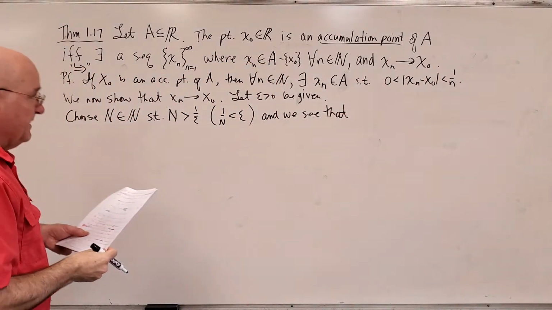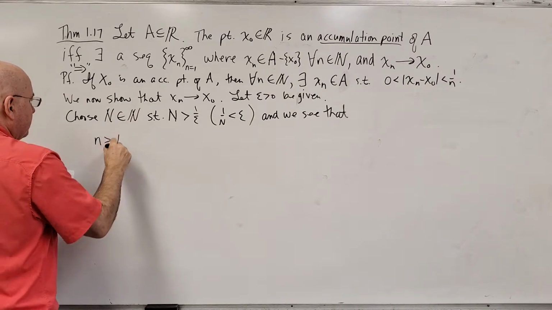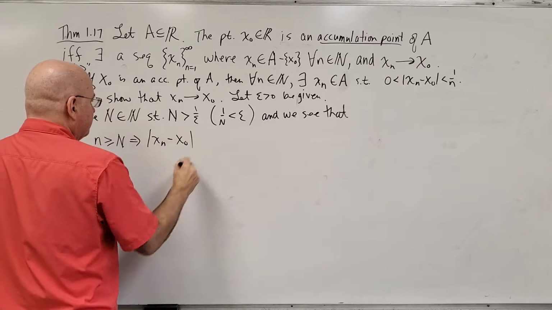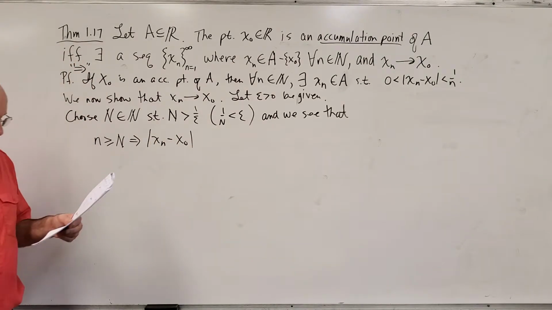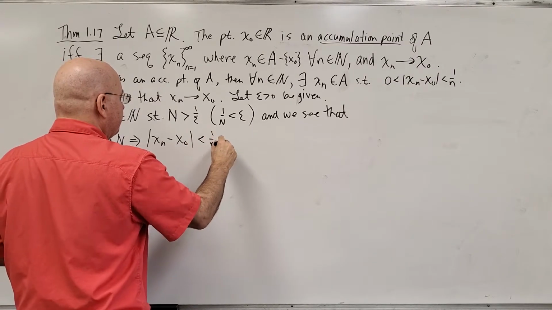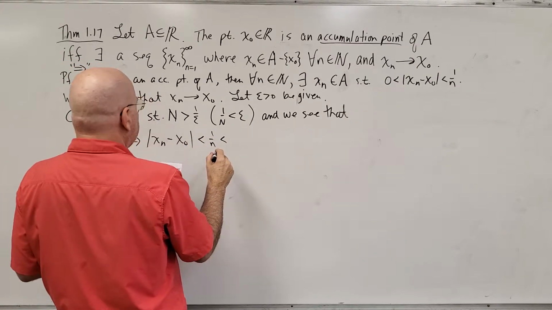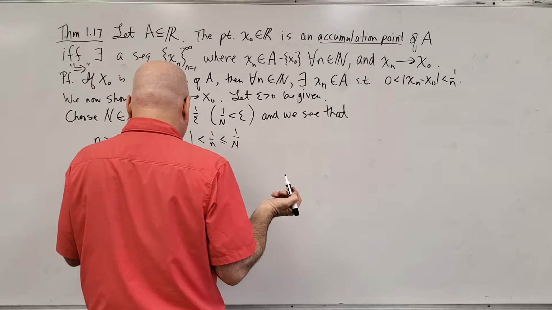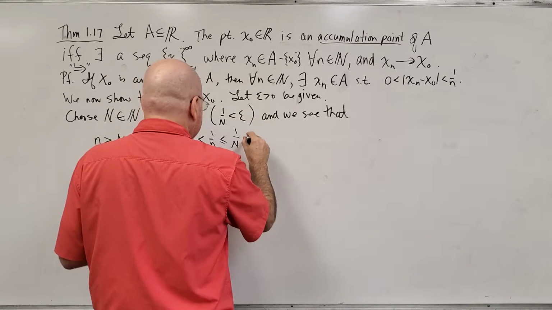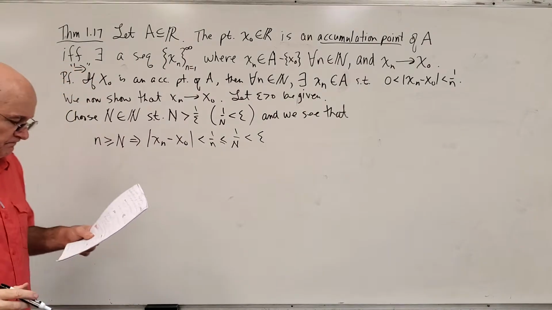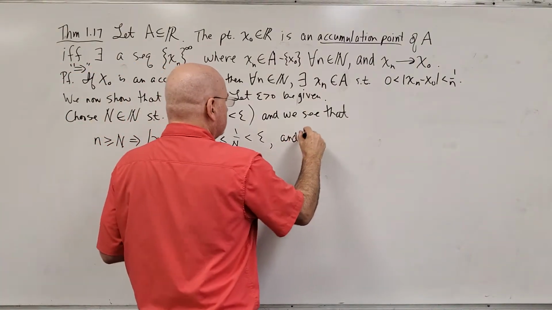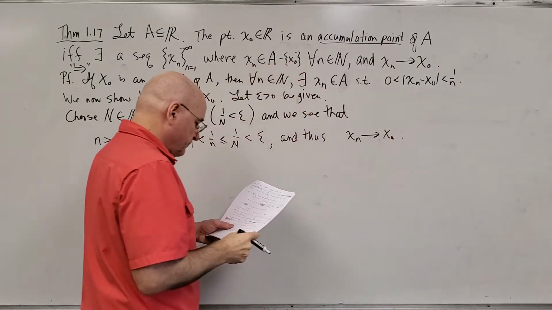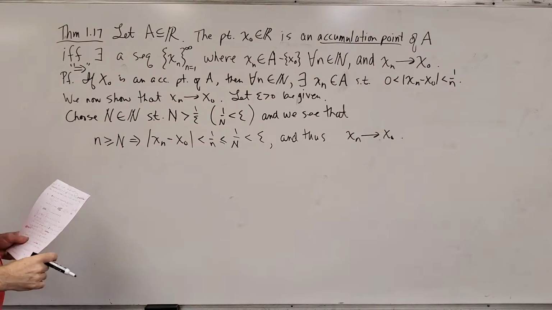So based upon that N, we can see that little n greater than capital N implies that the distance between xn and x naught is less than 1 over n, which is less than or equal to 1 over capital N, and that's strictly less than epsilon. That was easy by our choice of capital N.